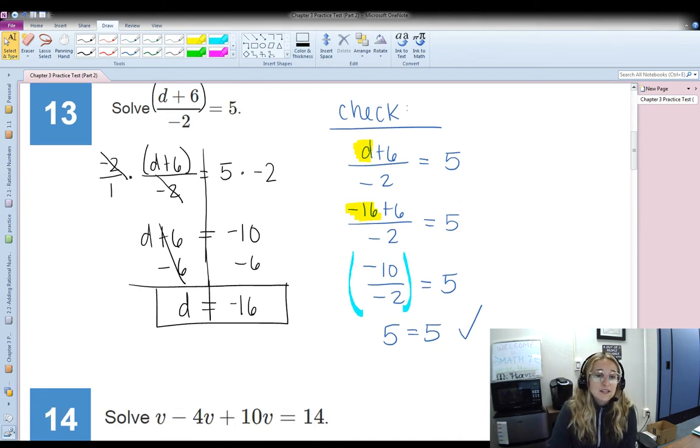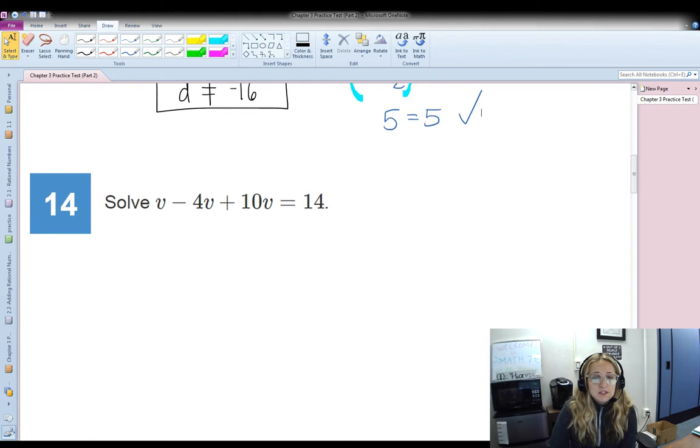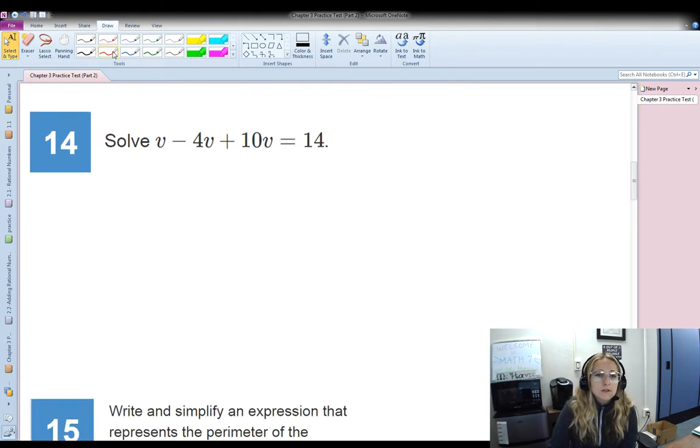All right. So now let's go to 14. You are going to solve v minus 4v plus 10v equals 14. Here's a hint before you start. Remember that you need to combine your like terms. Combine your like terms before we start. All right, go work on that on your own.